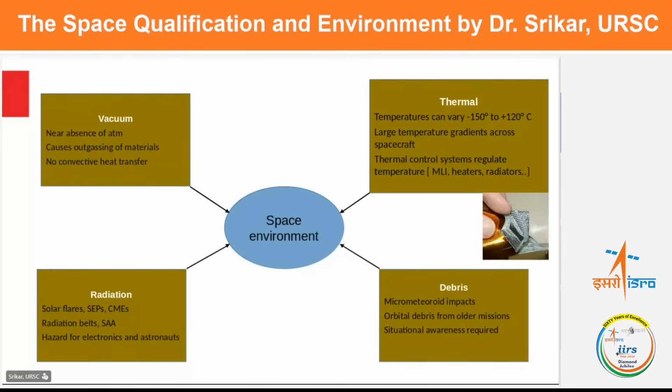But the shadow regions, if they are in the shadow for long, look at deep space and can have very reduced temperatures of up to minus 150. These are not hard numbers. This is just to give you a flavor of what kind of ranges we are looking at. So obviously there's a large temperature gradient across the system and across spacecraft.